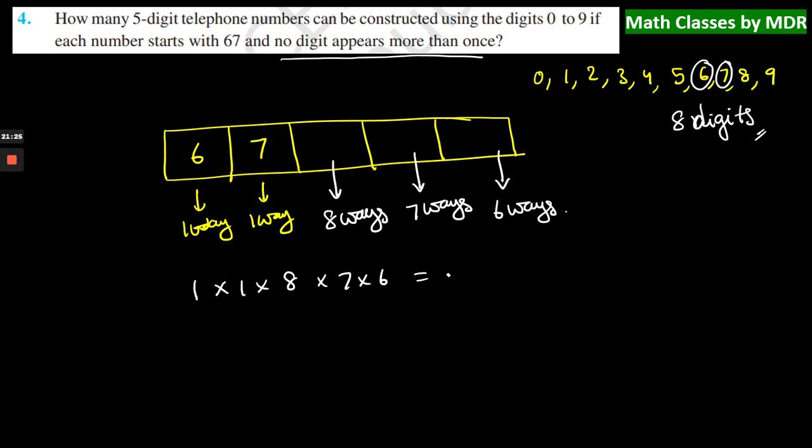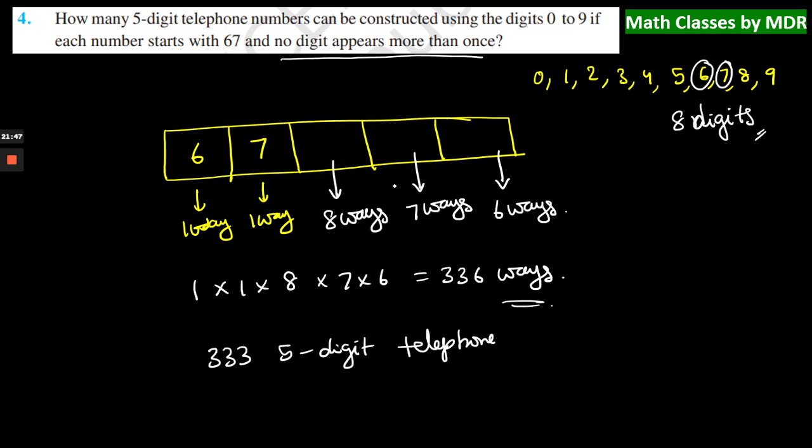That is 336. So 336 ways, right? So total 336 5-digit telephone numbers can be constructed. You have to take the condition and then start solving the problem.